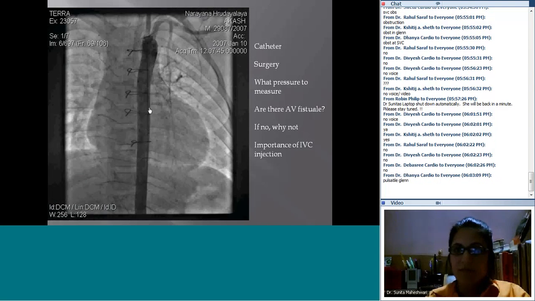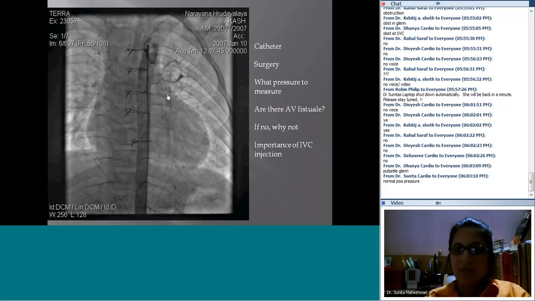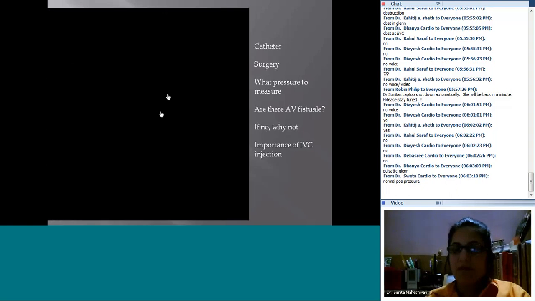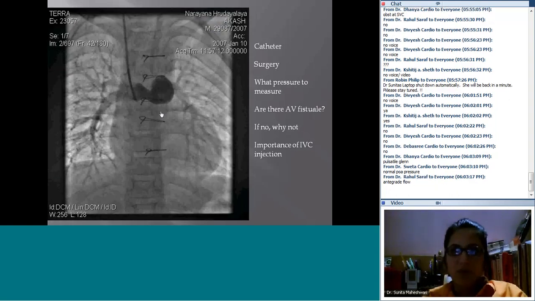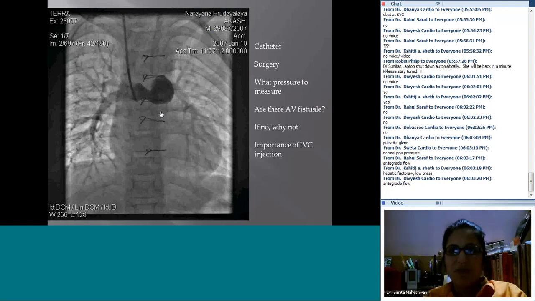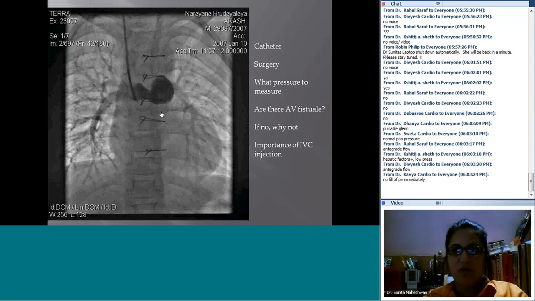Pulsatile Glenn, normal PA pressure. Any other answers? Why does this antegrade flow? Hepatic factors. So it doesn't really have to do with pressure. Okay, so let's get this very clear, right? So why in a patient with a Glenn like this are there no AV fistulae?